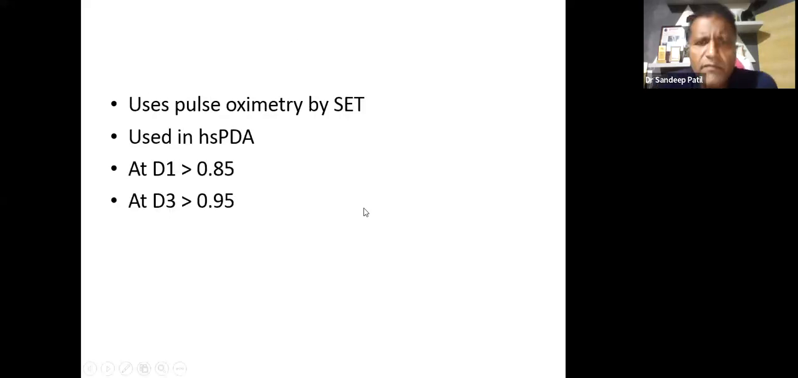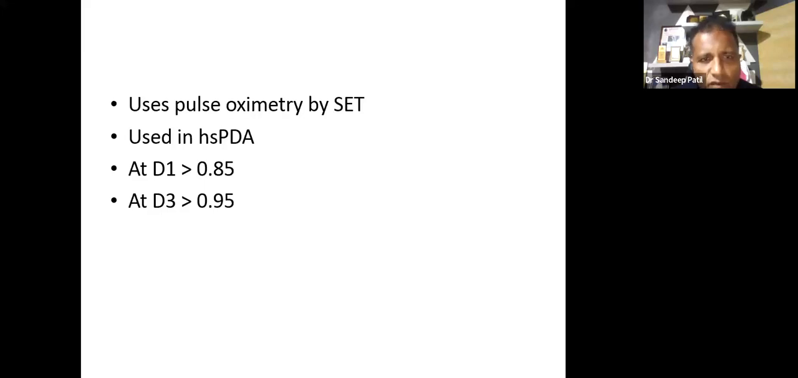This is a simple pulse oximetry test, where the pulse oximeters use the technology of SET, that is signal extraction technology. When you put the pulse oximeter probe, you will find the pulsatility index, and this pulsatility index at day 1 should be more than 0.85. The highest and lowest pulsatility index means you have to find out the preductal and postductal difference, which is delta PI.